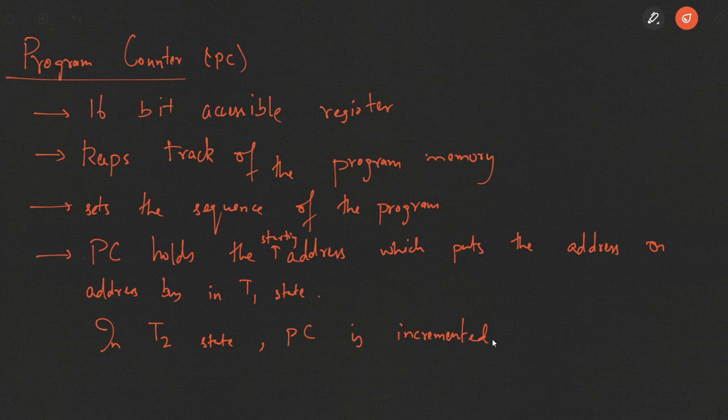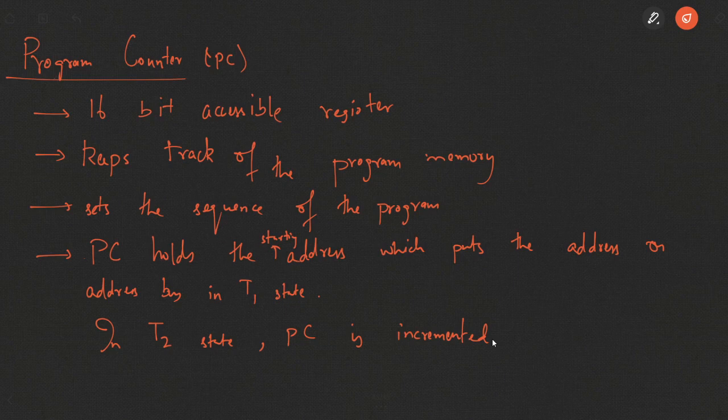Fine. So in the T1 state, PC fetches the address from where the execution of the program has to begin. It will hold that starting address, fetching it through the address bus of the 8085. Keep it on hold. Fine. So in the T2 state, PC will now be incremented by 1. So PC is a register of its own, and in this register you can keep on incrementing it every time.